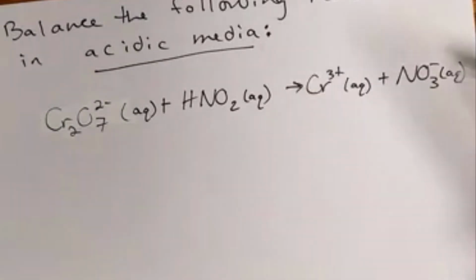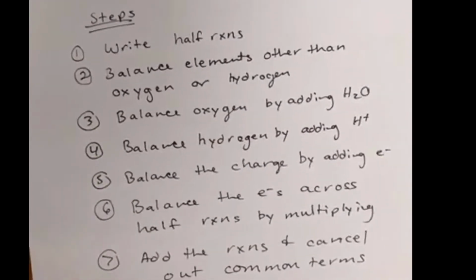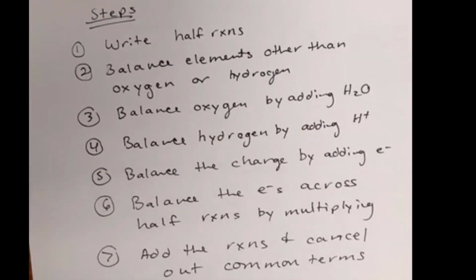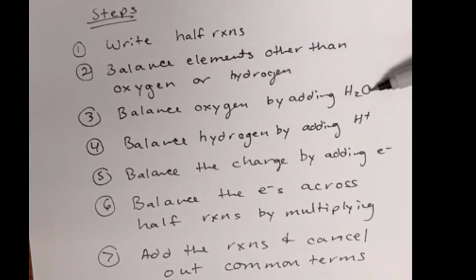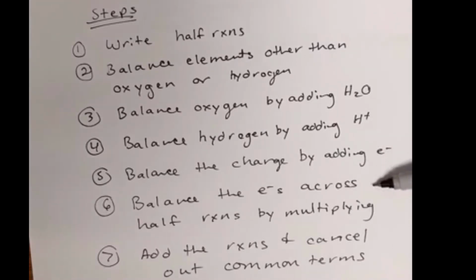But in answering these types of questions, I actually break it down into a whole bunch of steps. If this helps you, great. But here's what I'm going to do, and feel free to pause this and write it down. My steps that I'm going to take is I'm going to write the half reaction. I'm going to balance every element other than oxygen and hydrogen. Then I'm going to balance my oxygens first by adding water to whichever side I need to add it to. Then I'm going to balance my hydrogens by adding protons wherever I need to add them. Then I'm going to balance my charge by adding electrons. Then I'm going to balance the electrons across the half reactions by multiplying.